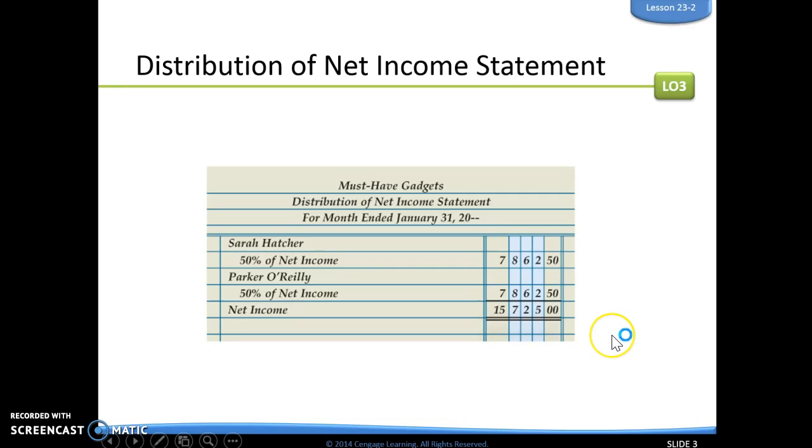This is an example of our distribution of net income statement. So notice we always start with a heading: who, what, and when. Must Have Gadgets is our business name. We are creating a distribution of net income statement, and then the date, the when, is going to be the 4 months ended January 31st. Okay, next thing that we're going to do is we're going to name our partners.